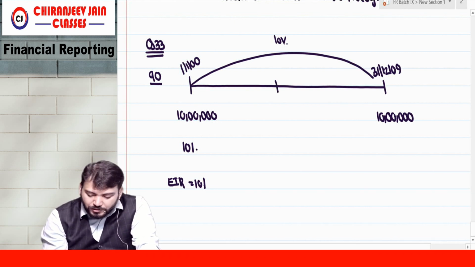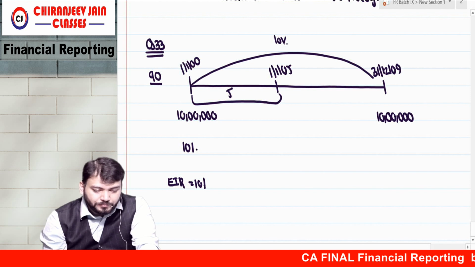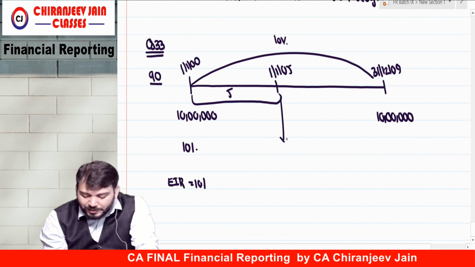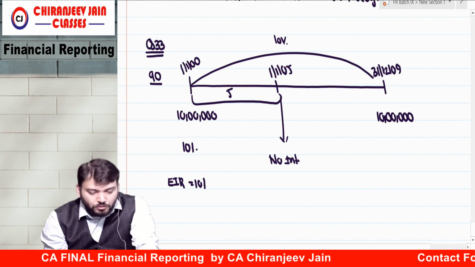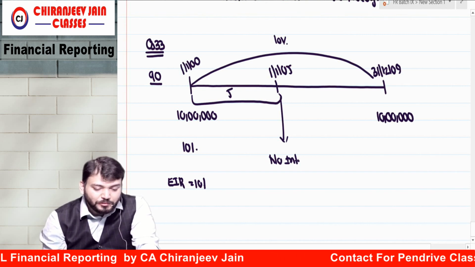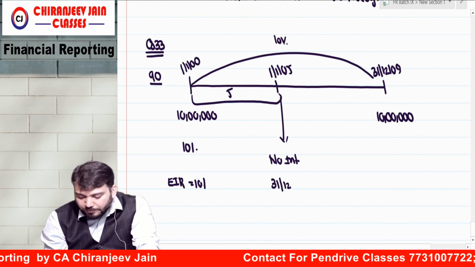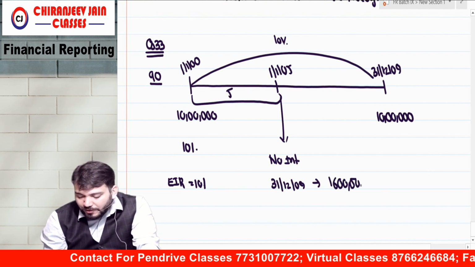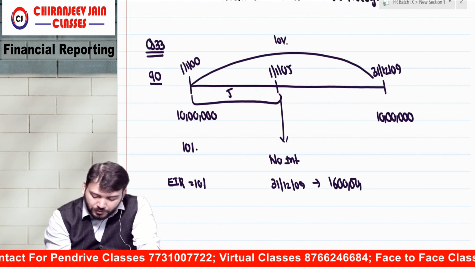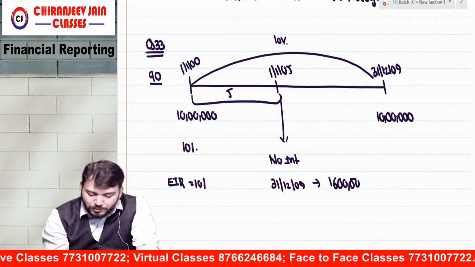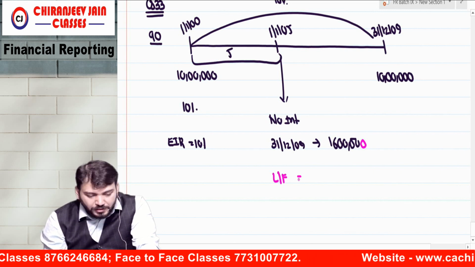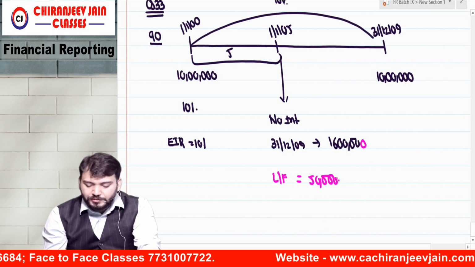On 1st Jan 2005, means after 5 years, what happened? The bondholder agreed to a modification in accordance with which there is no further interest payment. The bonds are redeemed on the original due date, 31st December 2009, and the amount payable is now 16 lakh. Of course, if there is no interest, redemption will be higher. And legal and other fees paid is equal to 50,000. Give accounting treatment.